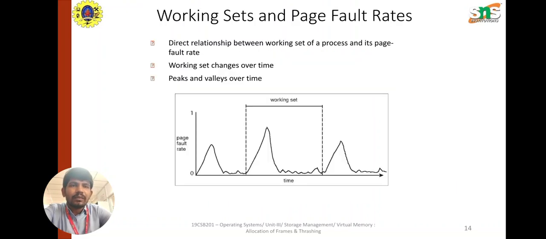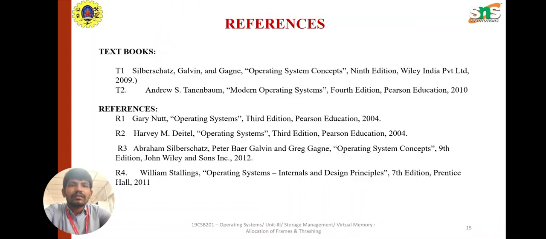The diagram shows the relation between the working set of a process and the page fault rate over time. The working set model shows the peaks and valleys over time. This is my reference for this topic.